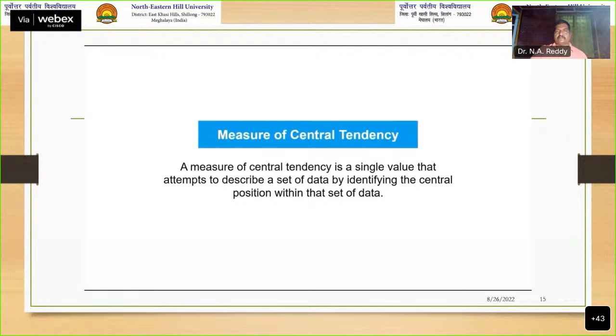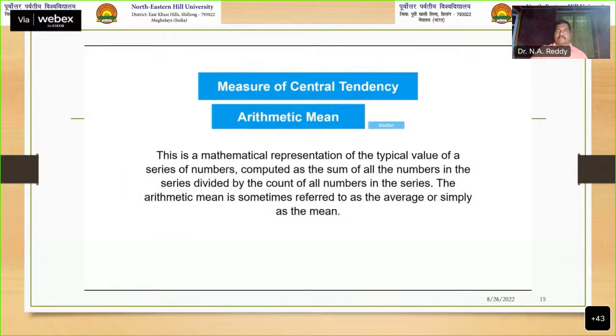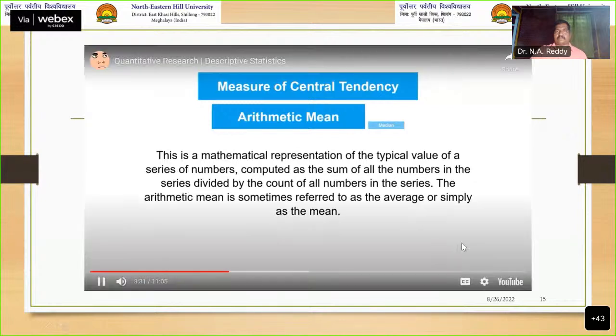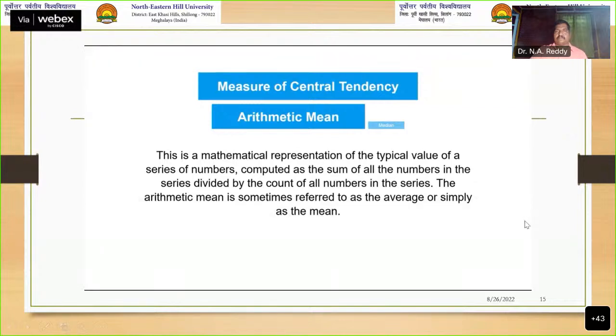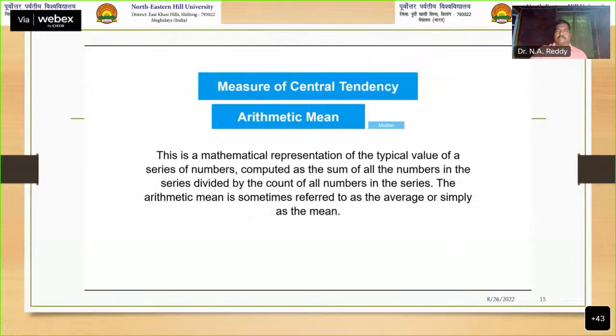While there are 3 measures of central tendency, in this video, we will discuss only 2: the arithmetic mean and median. The first measure of central tendency is the arithmetic mean. This is a mathematical representation of the typical value of a series of numbers, computed as the sum of all the numbers in the series divided by the count of all numbers in the series. The arithmetic mean is sometimes referred to as the average or simply as the mean.